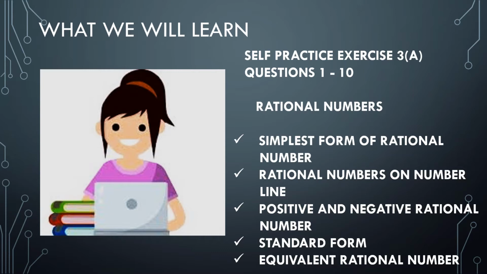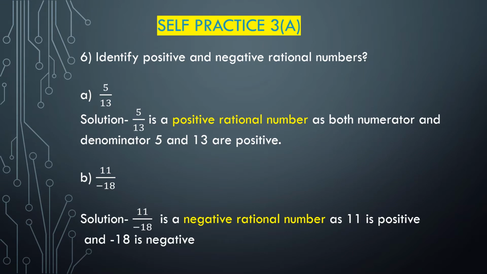Let's solve some questions. Now we'll solve question number 6. Question number 6 is identify the positive and negative rational numbers. First bit is 5 divided by 13. Here numerator is 5 and denominator is 13. Here both numerator and denominator are positive. 5 and 13 are positive, so 5 divided by 13 is a positive rational number.